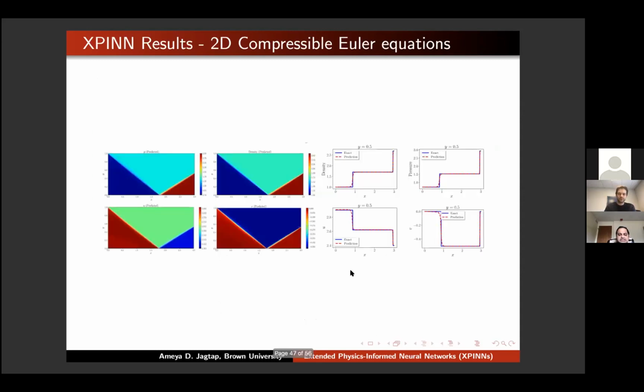So these are the results here. That's the pressure term, density term, velocity in x direction, and velocity in y direction. So you can see this shock which is coming here, hitting the bottom wall, and then it is reflecting back. And that's the comparison between the exact solution and the predicted solution at y equal to 0.5. So this is the line basically. Okay, so they are matching pretty well. So we captured this shock wave very well here.